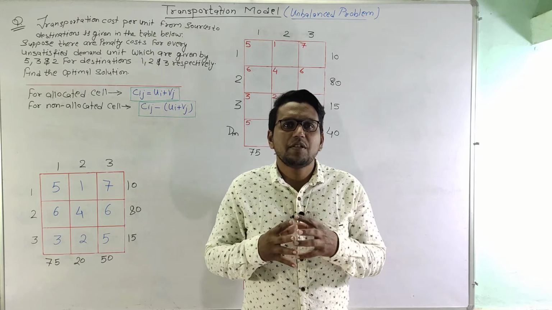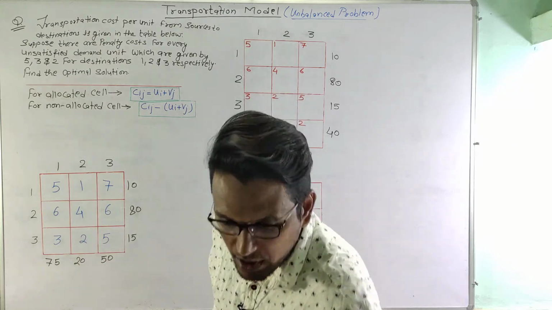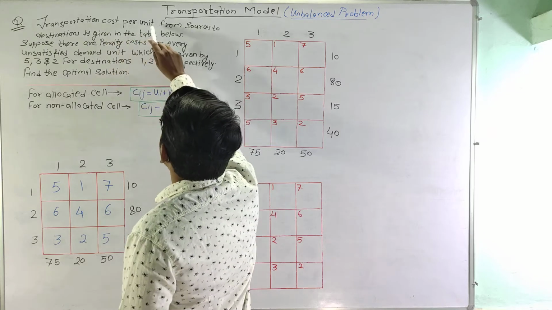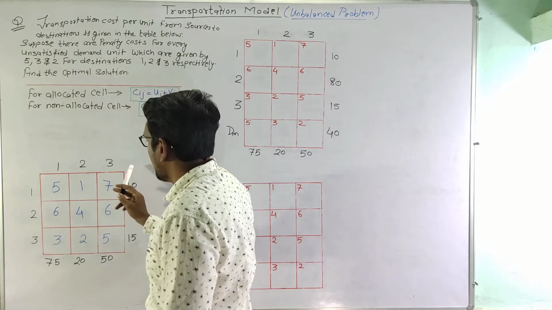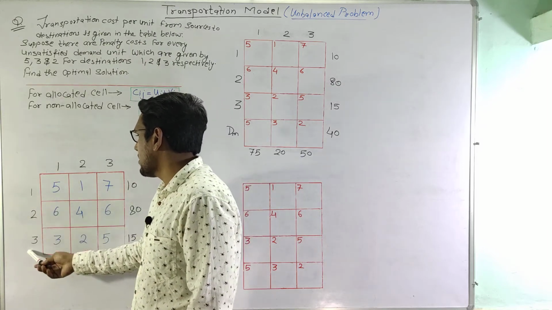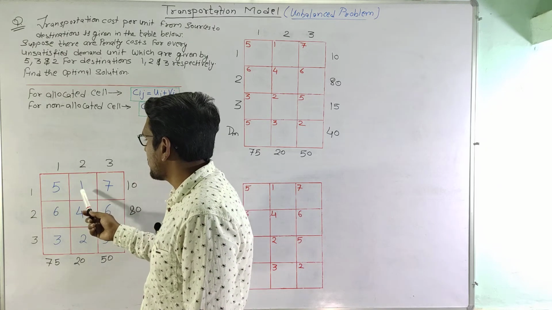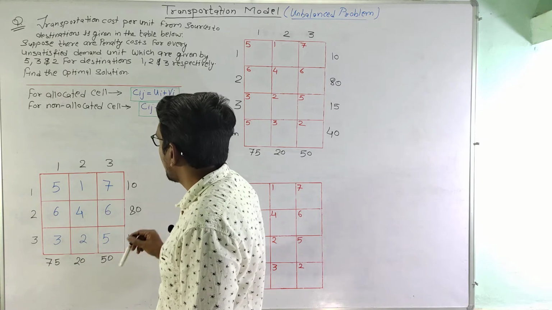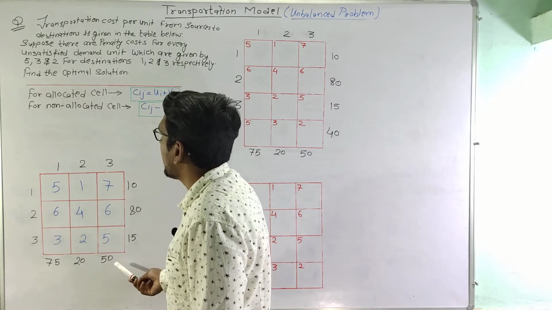Today I have come up with another variation in a transportation problem. So let us see the problem first. The problem says that the transportation cost per unit from sources to destination is given in the table below. So this is the matrix where 1, 2, 3 are sources and these are destinations, and this is the unit transportation cost from source I to destination J with certain supply and certain demand.